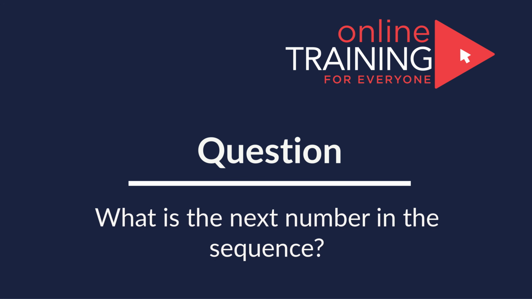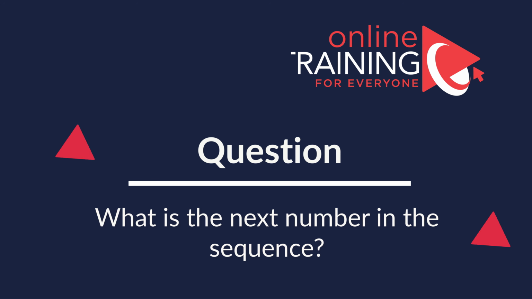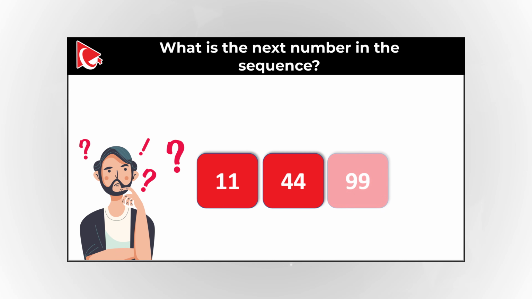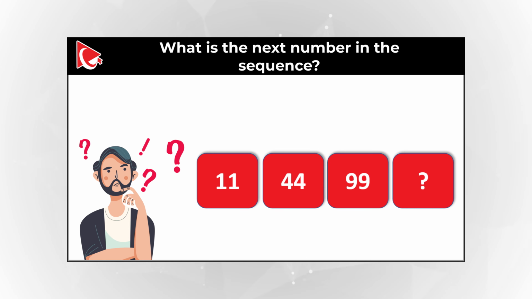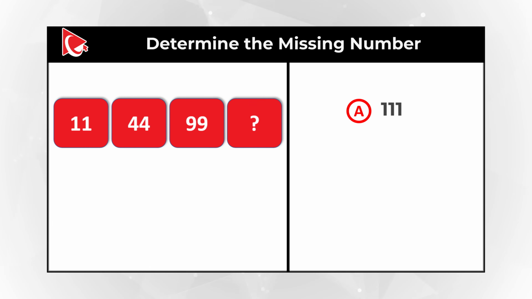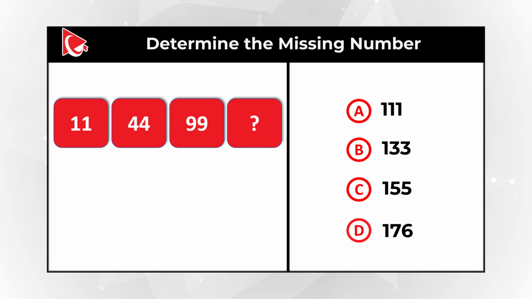Here's the interesting question where you need to calculate the missing number. You're presented with numbers 11, 44, 99, and you need to continue the sequence and determine the missing number out of 4 possible choices. Choice A, 111. Choice B, 133. Choice C, 155. And choice D, 176.